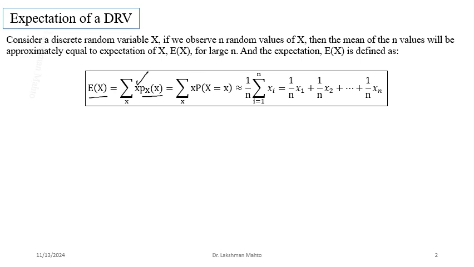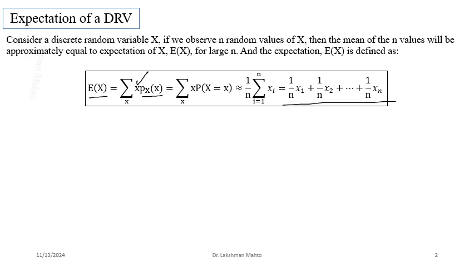So this one is the starting. If you don't know anything, just observe n number of values of that random variable, sum it up, and divide by n. What is the process there? Those n number of random variables you have observed were observed under the equilibrium principle. Each one has the same probability. What probability? 1 by n.